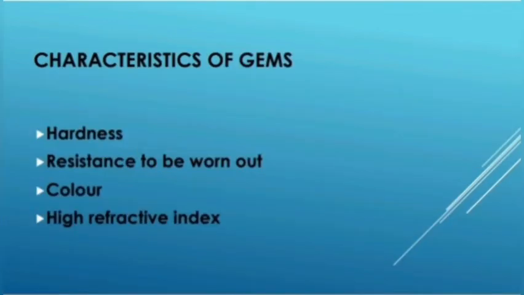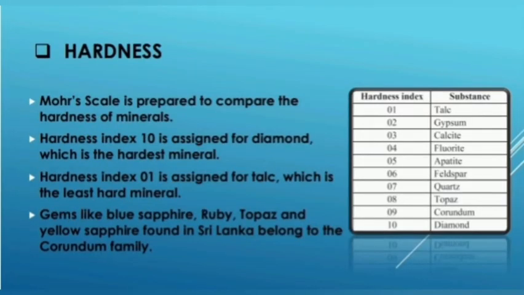What are the characteristics of gems? Hardness, resistance to being worn out, color, high refractive index. Hardness. Mohs scale is prepared to compare the hardness of minerals. Hardness index 10 is assigned for diamond, which is the hardest mineral. Hardness index 1 is assigned for talc, which is the least hard mineral.